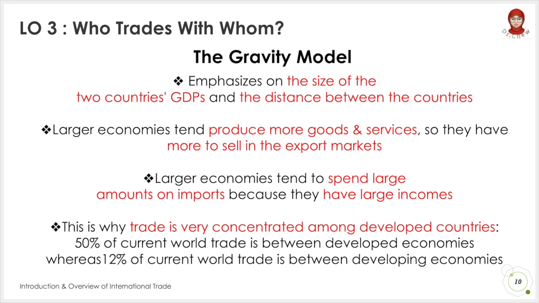This is why trade is very concentrated among developed countries. Basically, 50% of current world trade is between developed economies, whereas only 12% of current world trade is between developing economies. So we can see why basically the economy of the world is being dominated by the developed countries.